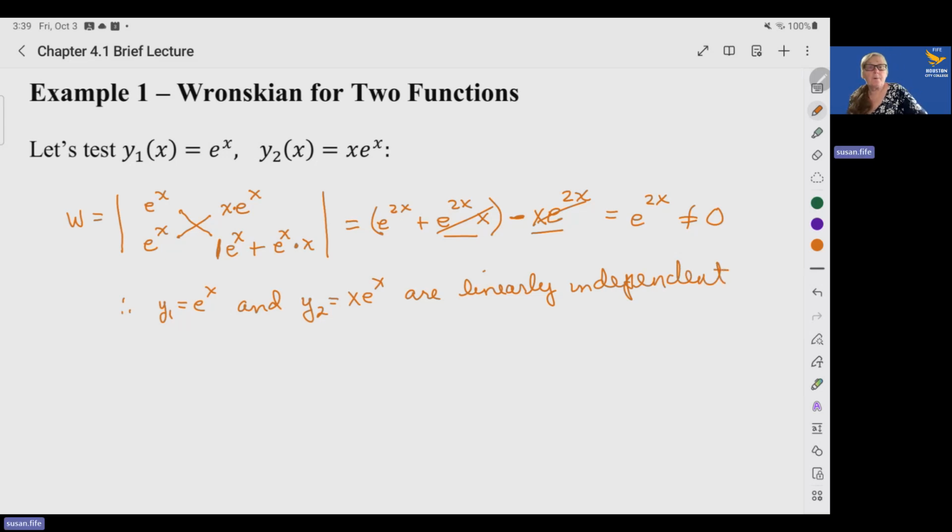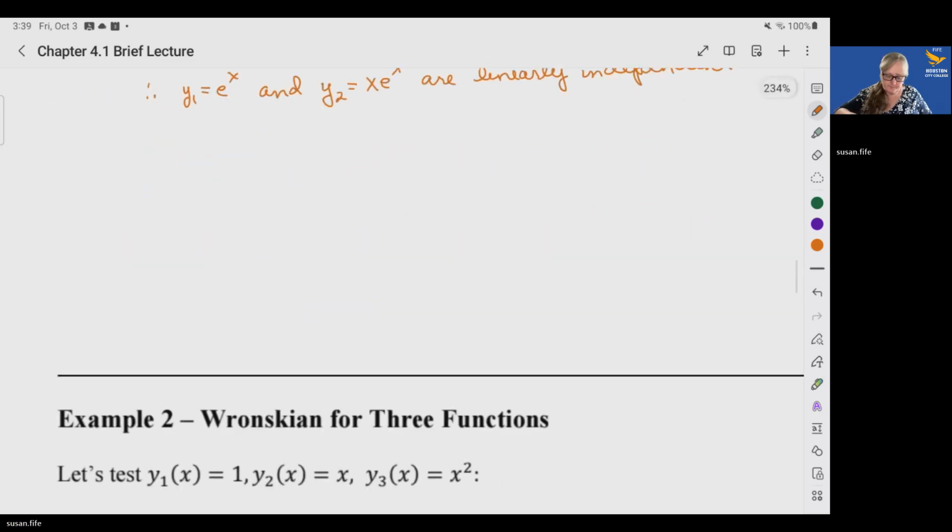Now, if these are both solutions to the same second order ODE, then the general solution is going to be C1 times e to the x plus C2 times x e to the x. And we'll see that later on.